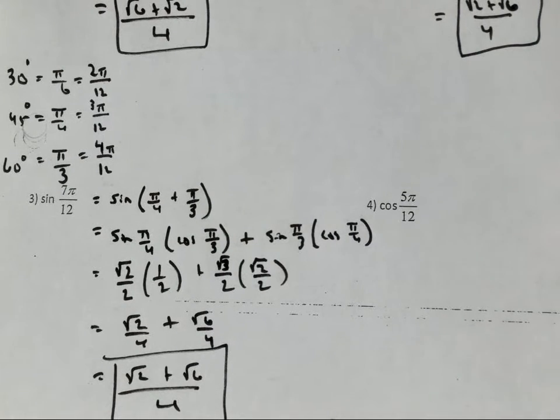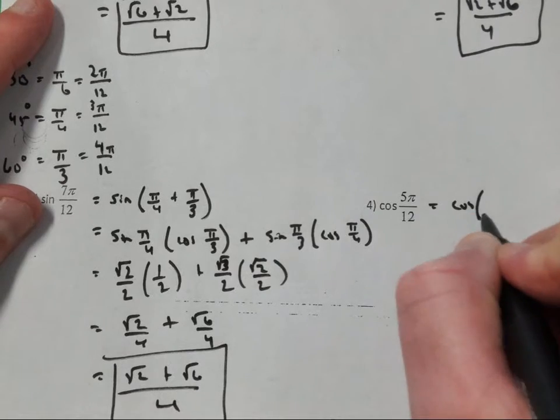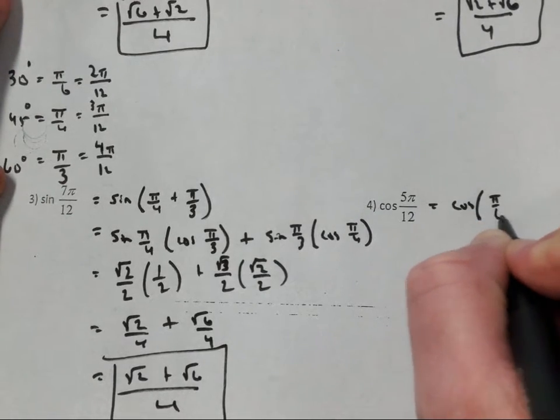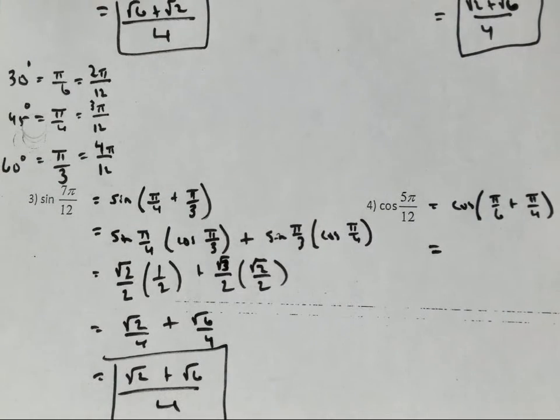One more, I'm going to call it a day. Cosine of 5 pi over 12. Which of those do I need to add or subtract here? Add. Because 2 pi plus 3 pi will give me 5 pi. So I'm going to add the pi over 6 and pi over 4. Order does not matter in addition, so I'm going to go cosine of pi over 6 plus pi over 4. And I'm going to use this formula, cosine.